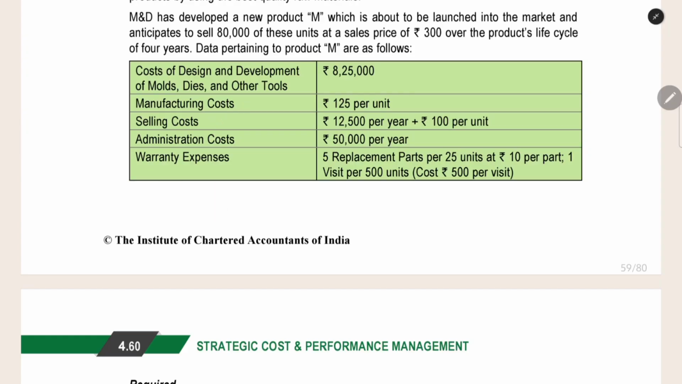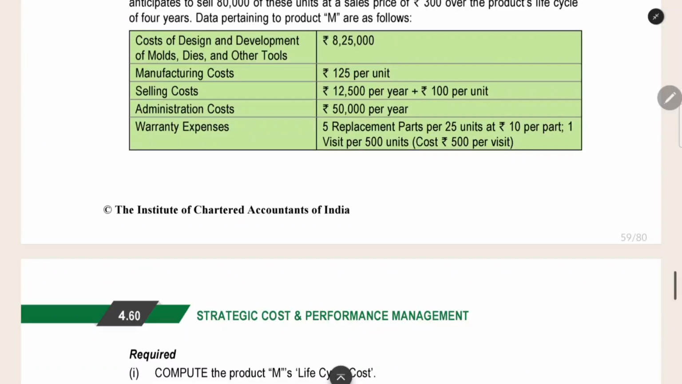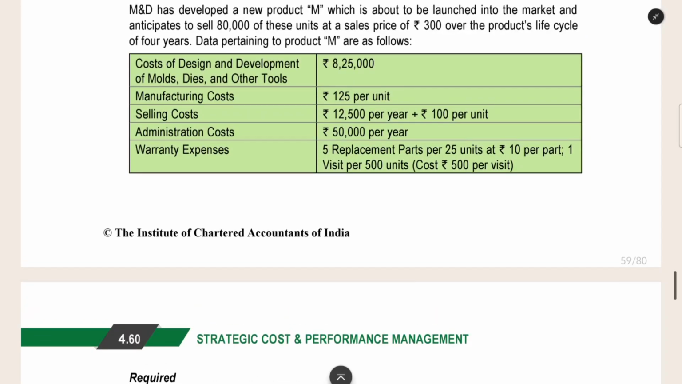Same like that for administration cost, 50,000 per year, multiplied by 4, you will get the total administration cost. Warranty expenses: 5 replacement parts per 25 units at rupees 10 per part. 1 visit per 500 units. Cost rupees 500 per visit.